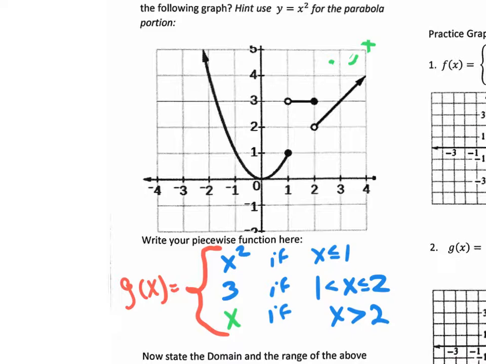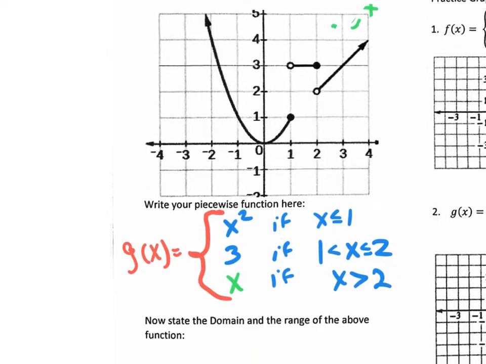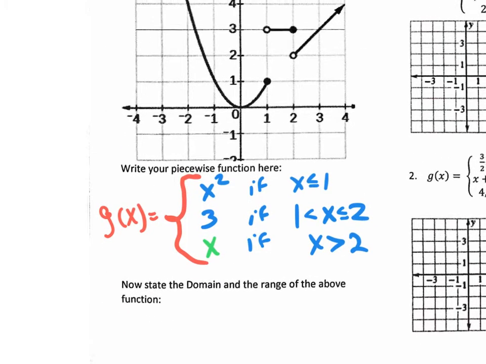Let me tell you, this is one of the hardest parts of chapter 2. This is the hardest part of chapter 2. Okay? The only way it gets easy is if you practice. The more you practice, the easier it gets. Now, state the domain and range.